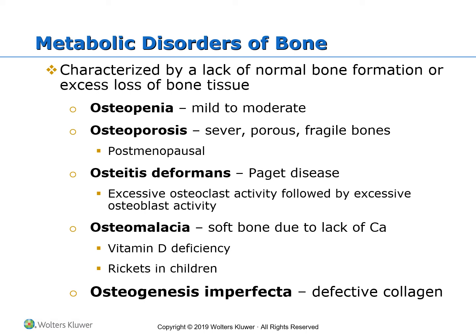Osteogenesis imperfecta is a genetic disorder and is the result of production of defective collagen. And as a result of that, the ossification of this matrix will be defective also.